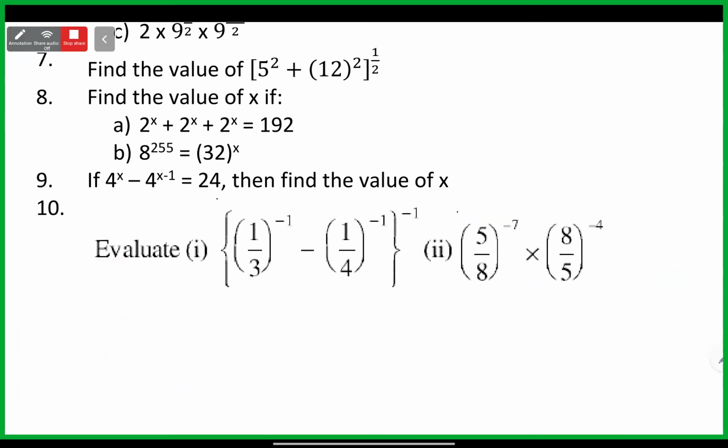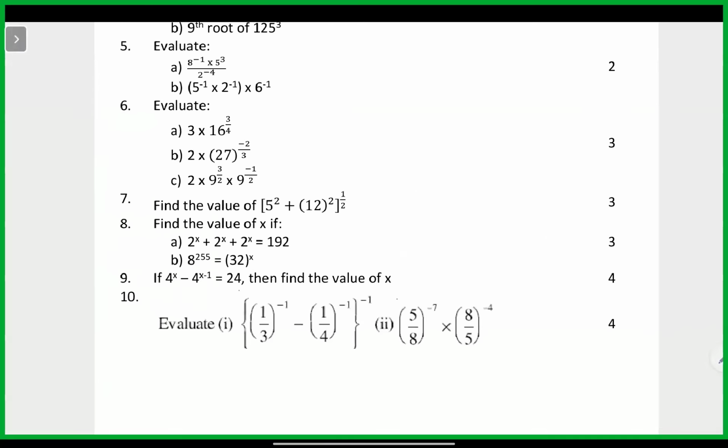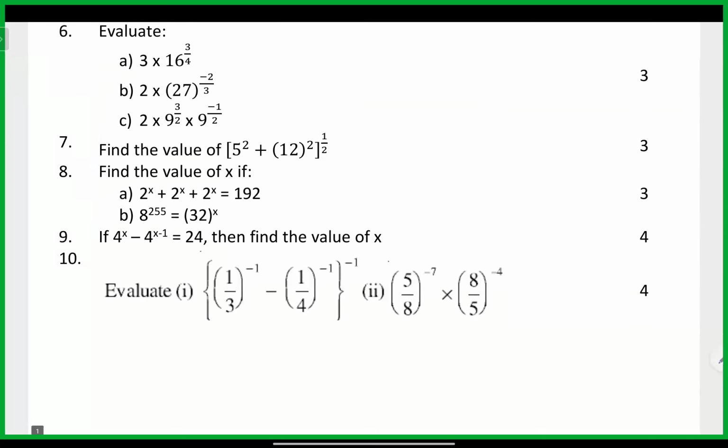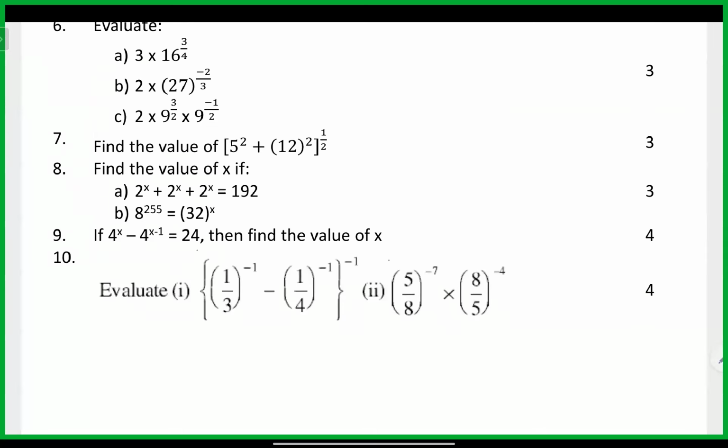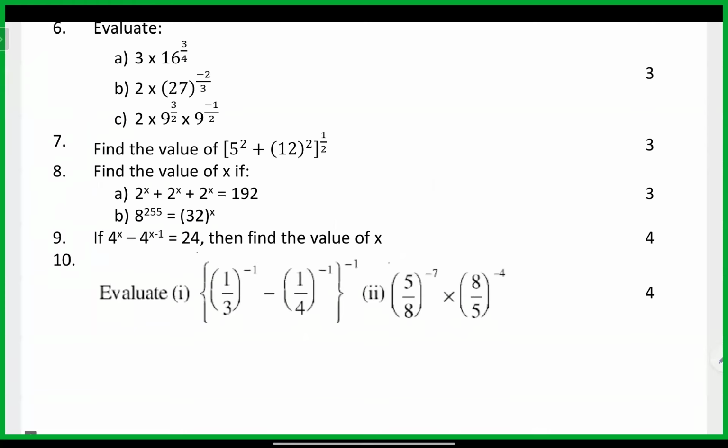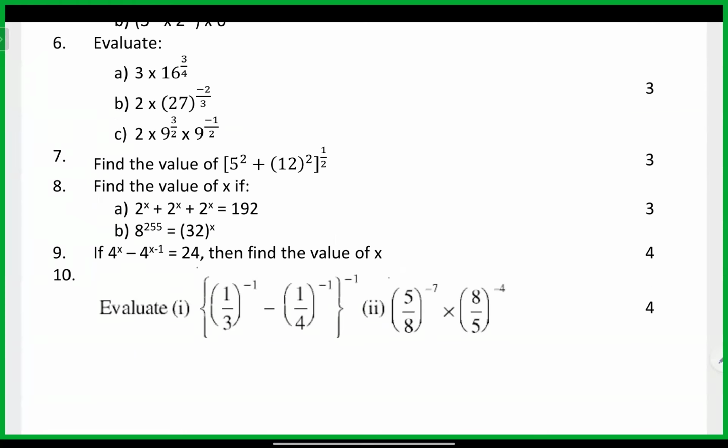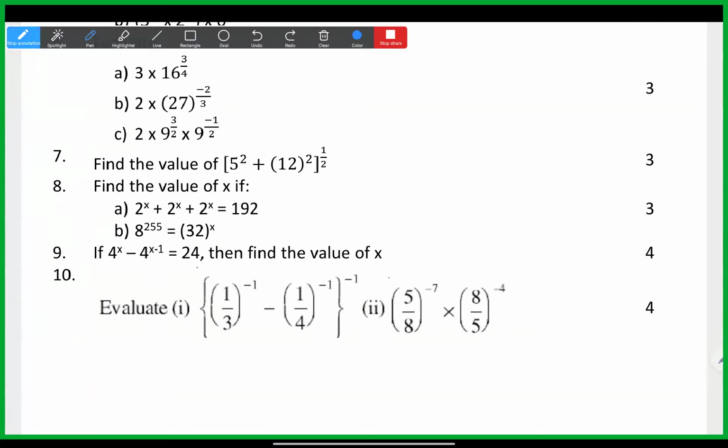Ninth one, Aisha. Let's read the question. Sir, if 4 power x minus 4 power x minus 1 equals 24, then find the value of x. Yes, Aisha. Now, to find the value, this is an equation actually. If you observe, LHS is there, RHS is there. So the question is 4 power x minus 4 power x minus 1.